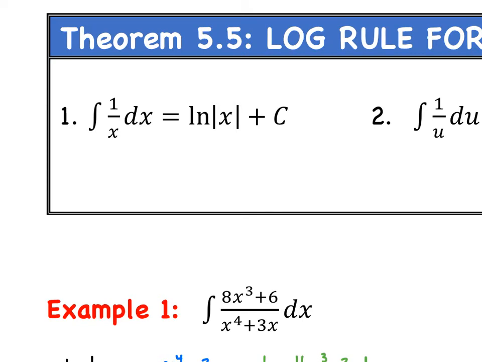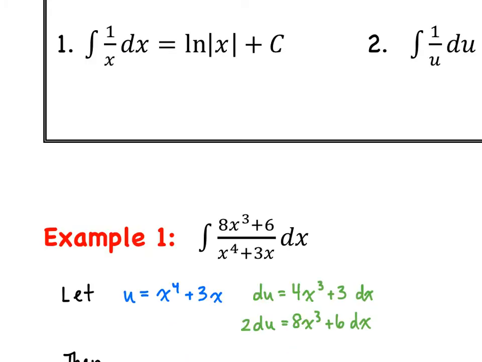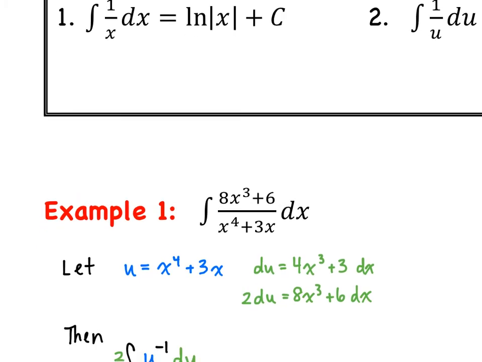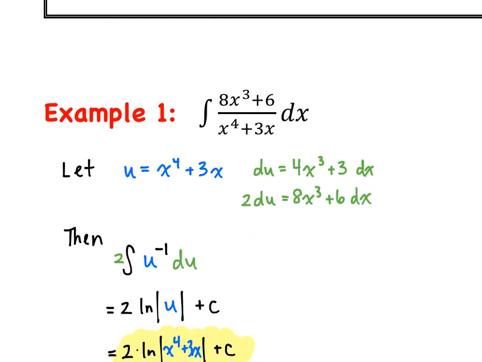Go ahead, try this on your own. Hint, you'll need a u substitution. Okay, so I let u be x to the 4th plus 3x, but when we take the derivative, we get 4x cubed plus 3 dx. But I need it to be 8x cubed plus 6 dx. So all I need to do is double du to get what I need to make that nice substitution. So as we continue on, we're just left with 2 times the integral of u to the negative 1, because it's like saying 1 over u, du.